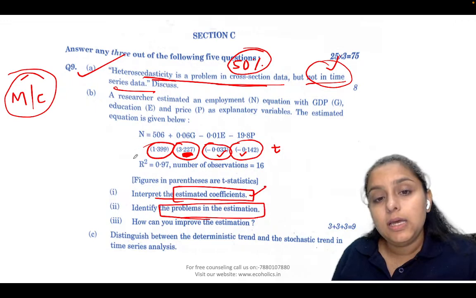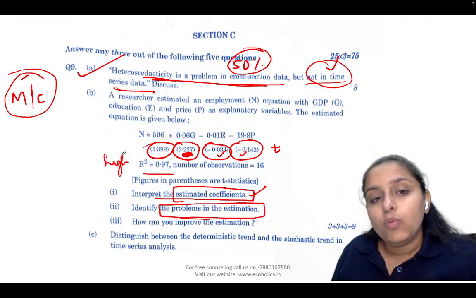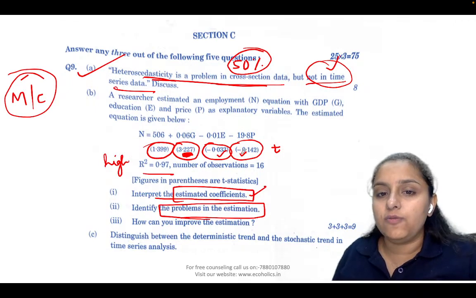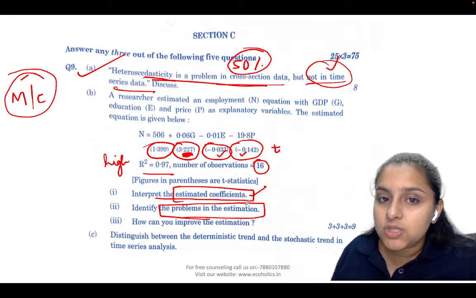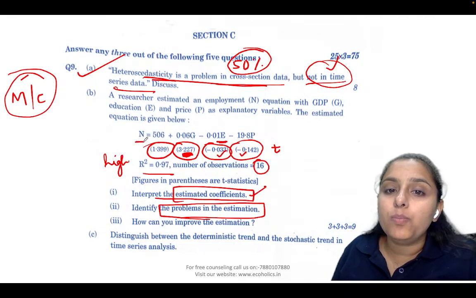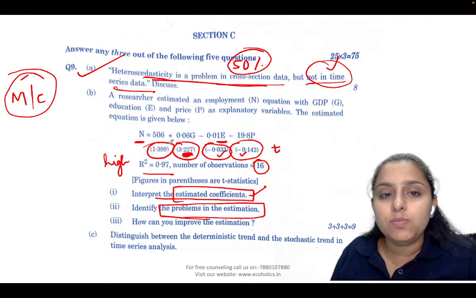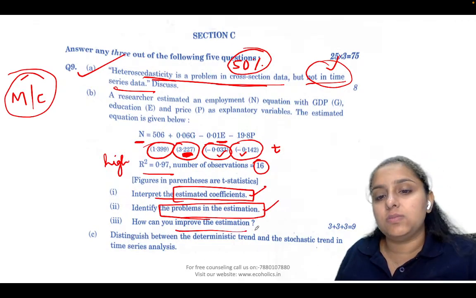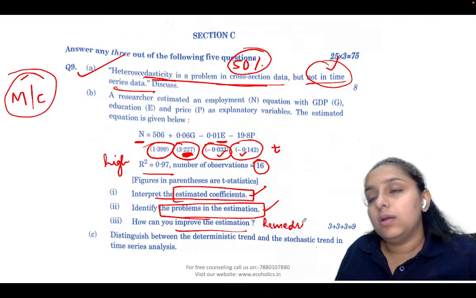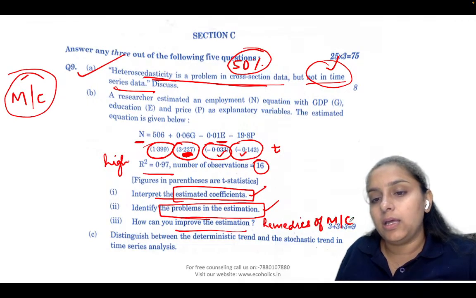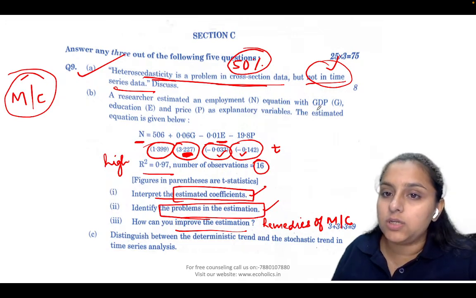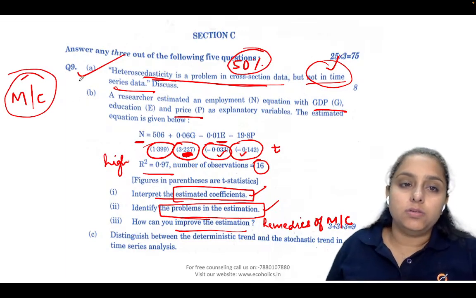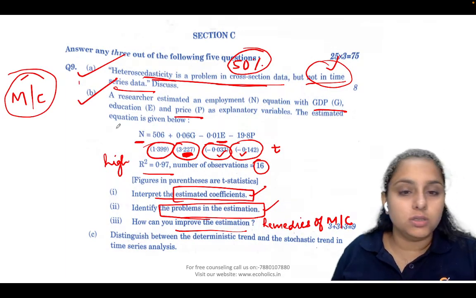I can clearly see that R square is very high, whereas only one coefficient is significant. Also, the number of observations is less. The education and the employment do not show the correct sign. Like if you educate, you get less employment. No, right? So that's how we will write this. How can you improve estimation? It means you have to talk about remedies of multicollinearity. You can drop a variable here. GDP and price look like they are correlated, so you can drop the price variable. So very, very easy question here.